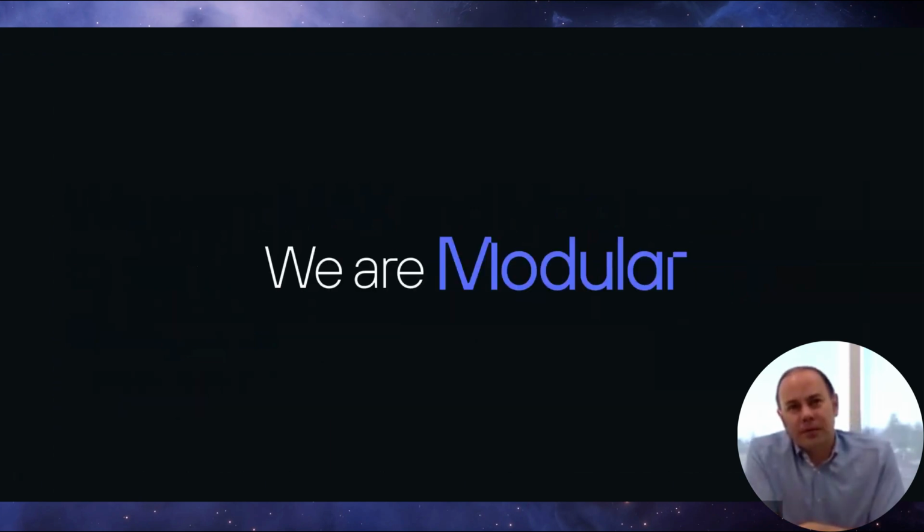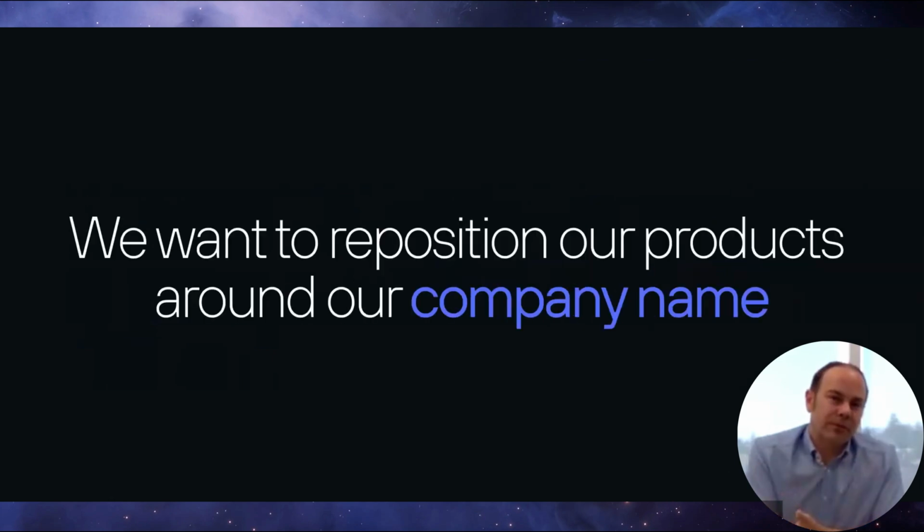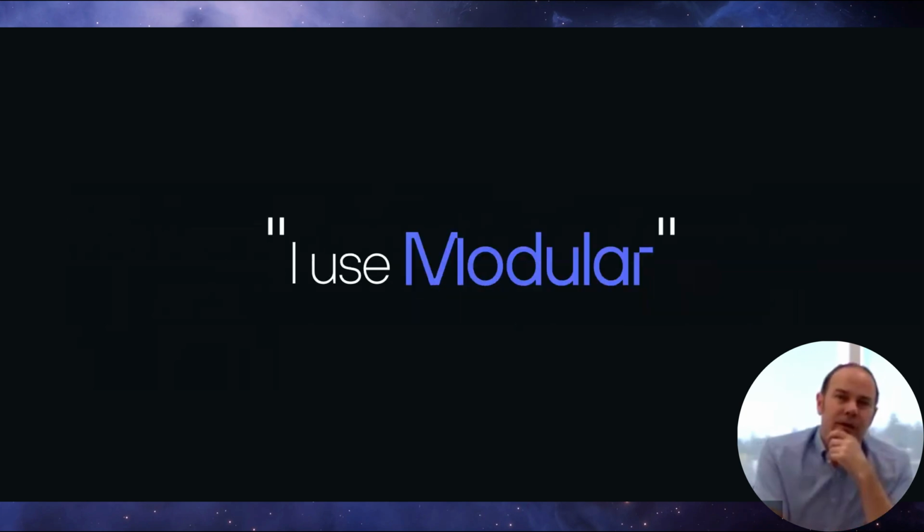So first of all, we are Modular. That's the name of the company. And so it's been asked, why do we have so many brands? We want to reposition our products around our company name. So don't worry, we're not getting rid of Mojo. That's not a thing. But what we want to do is we want people to understand what Mojo is, what Max is, how these pieces fit together, and how it is all part of the software that Modular is creating and what you can use it for and why. And so we want people to say, hey, I just use Modular software, right? And this can include Mojo, this can include Max, this can include lots of different things, but we want to keep it simple for people.